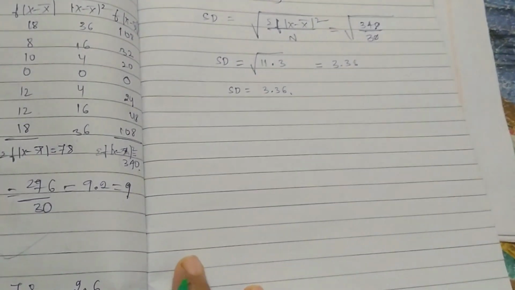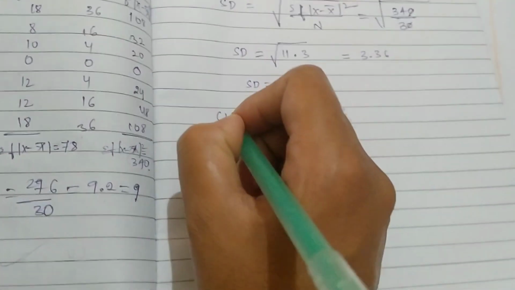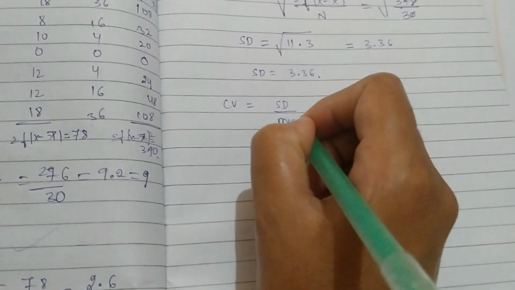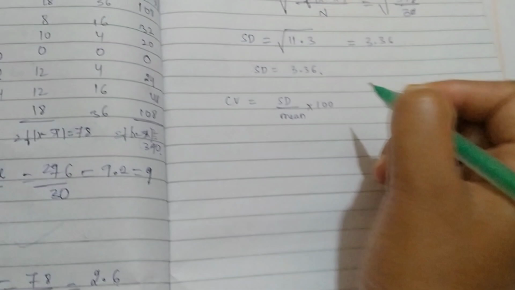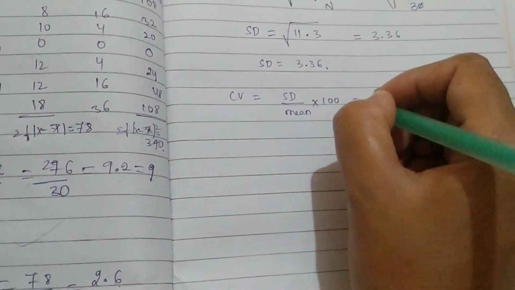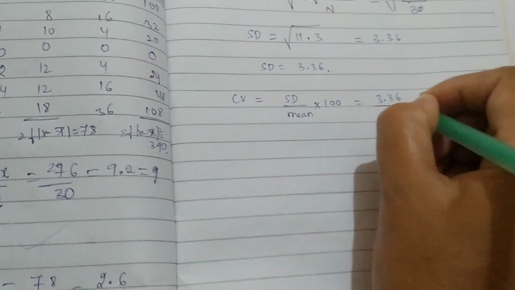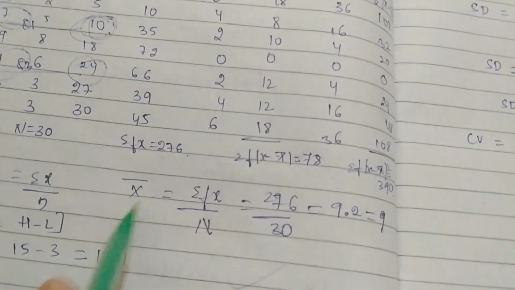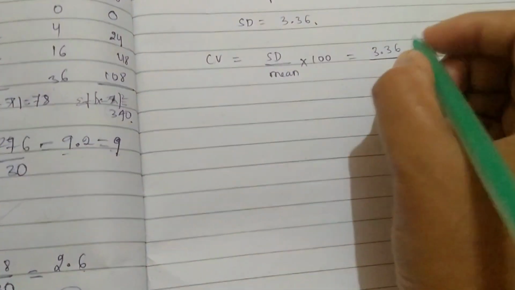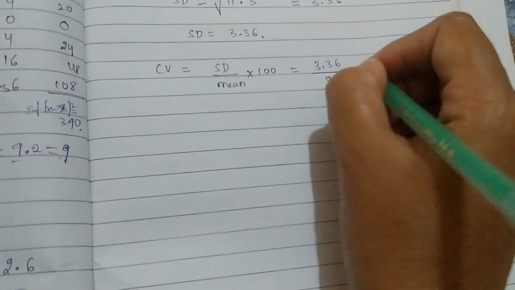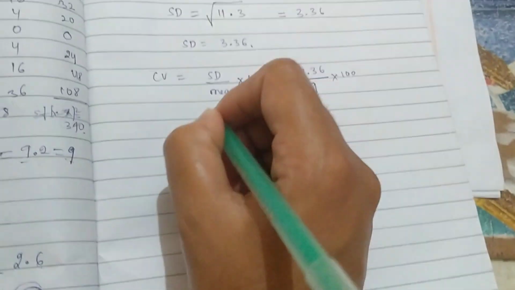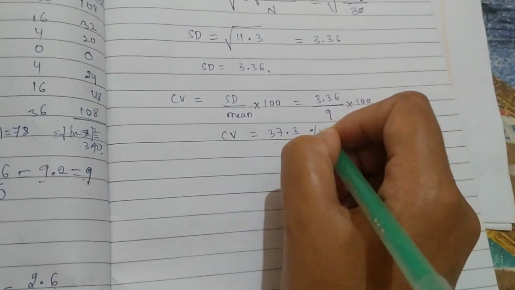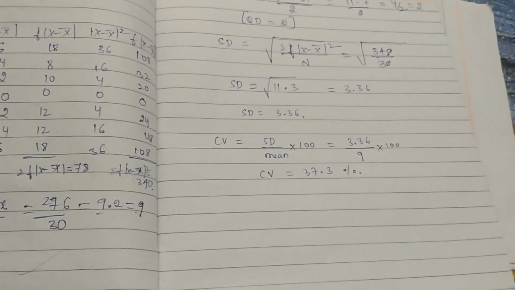Now we need to calculate the CV, the coefficient of variation, which is standard deviation divided by mean into 100. So it is 3.36 divided by the mean. We have calculated this x bar, which is 9. So 9 we'll keep as it is, and multiplying by 100 we get a coefficient of variation equal to 37.3%. So here we have finished this one problem.